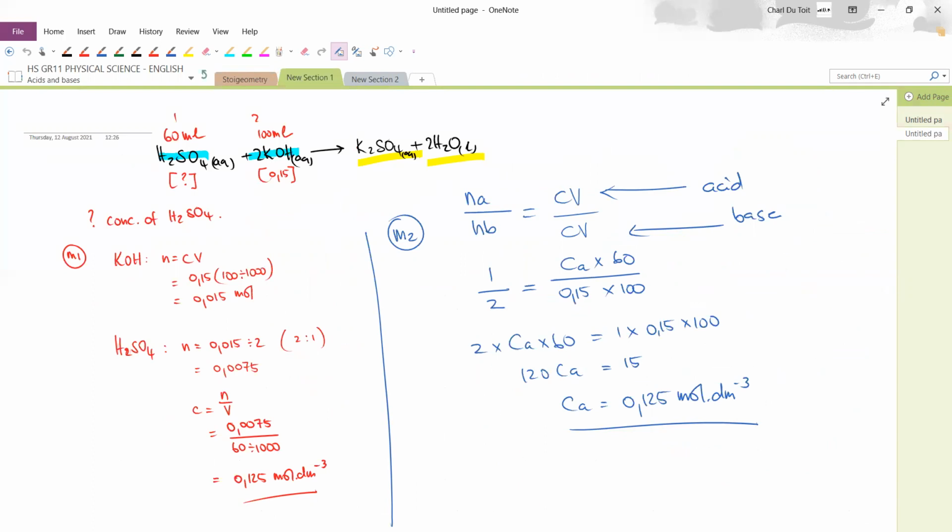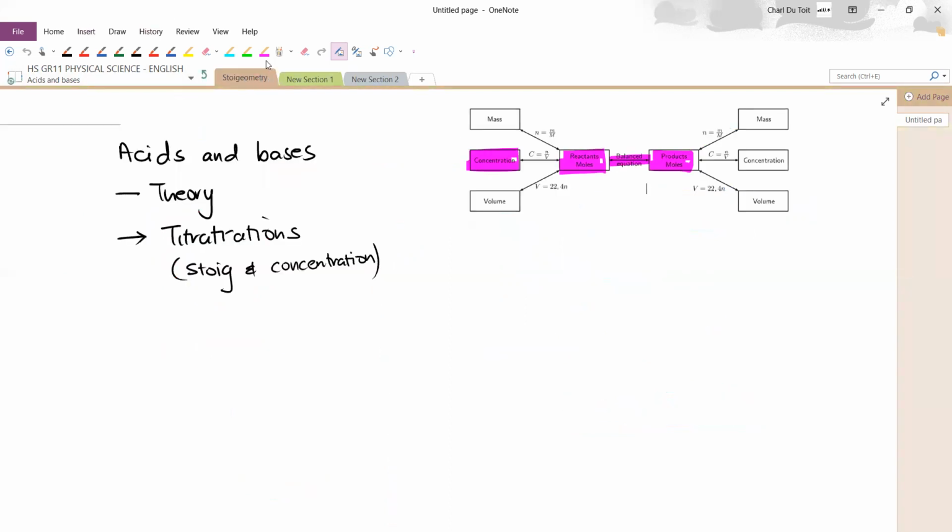Can I please open my study book? Okay, so there is some titration. Look, you've got two sections in acids and bases: theory, with the Arrhenius models and the Lowry-Bronsted models, or your textbook might use the term Bronsted-Lowry. That you must learn. Have you done that? Yes, sir.